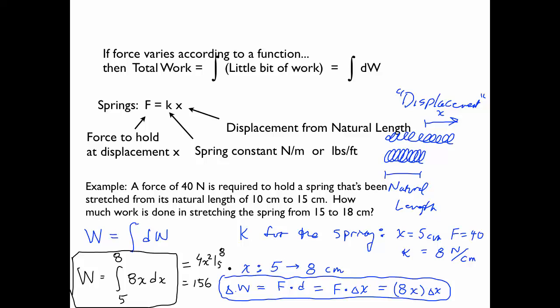And so what are the units? Work is force times distance. So this would be 156 Newton centimeters, because we stayed in centimeters here. And so if it were Newton meters, it would be 1/100th of that. It would be 1.56 Newton meters.